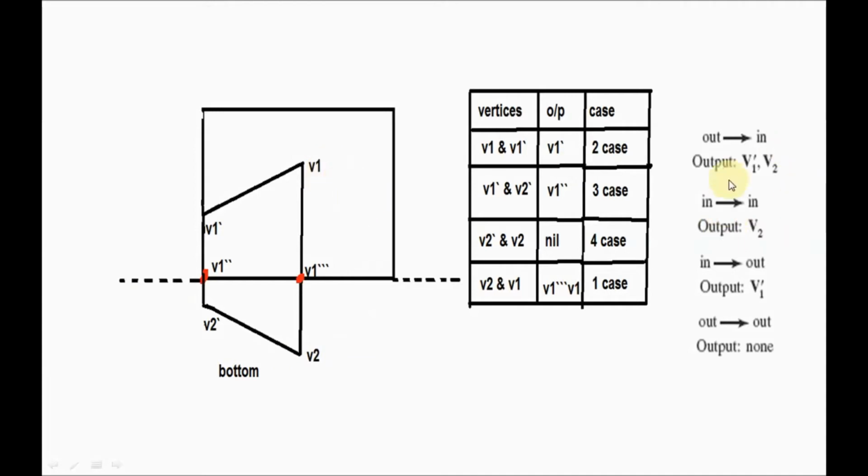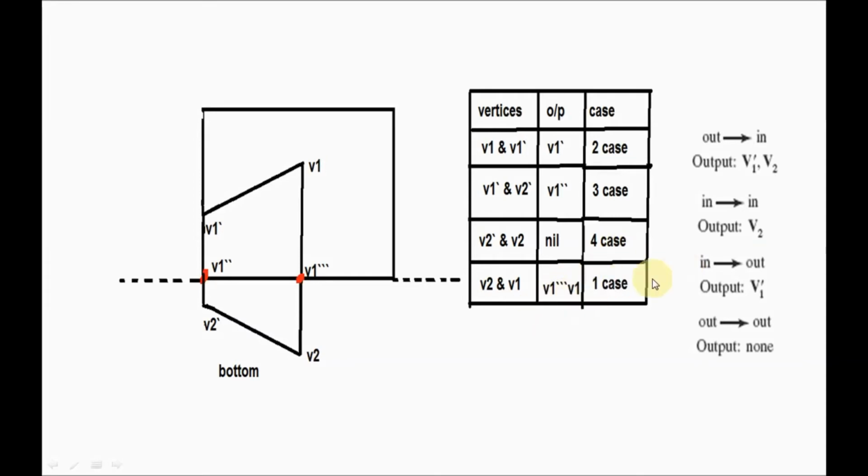So what is the movement? Out to in. This is the first case. So what is the output? The intersection point and the second vertex. Output is v1 dash and v2... Here in the v2 v1 edge, v1 triple dash is the intersection point. v1 is my second vertex. v2 is the first vertex, v1 is the second vertex. That's why the output is the intersection point and the second vertex: v1 triple dash and v1.